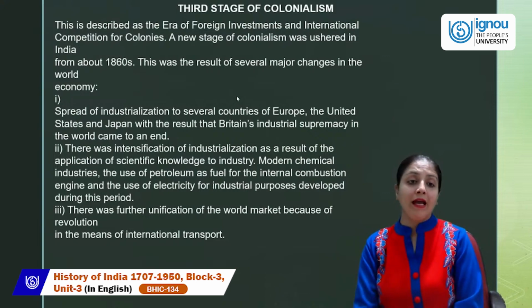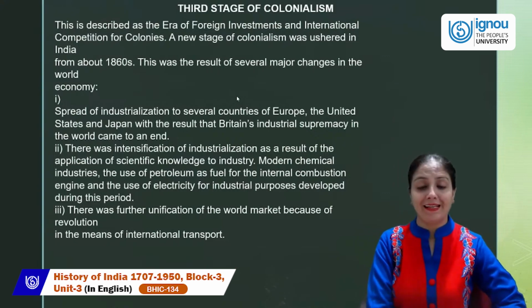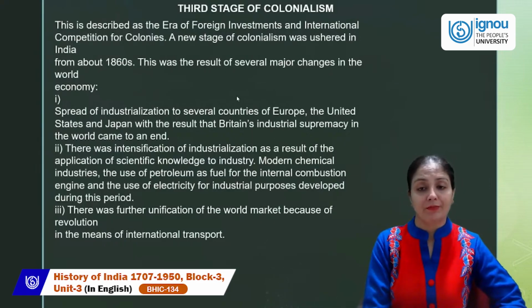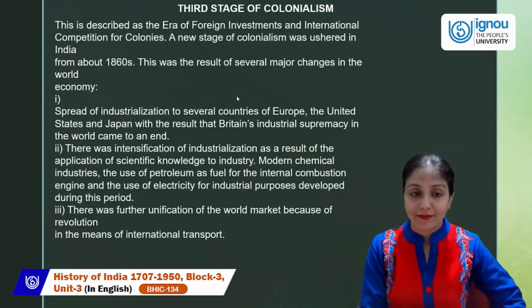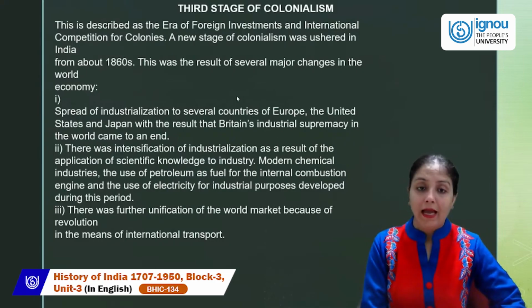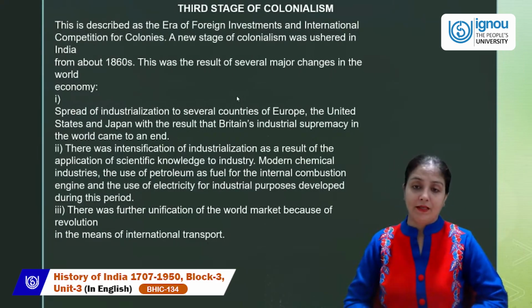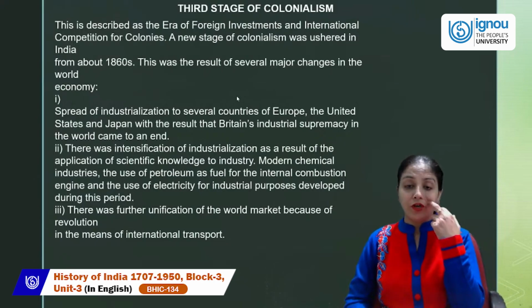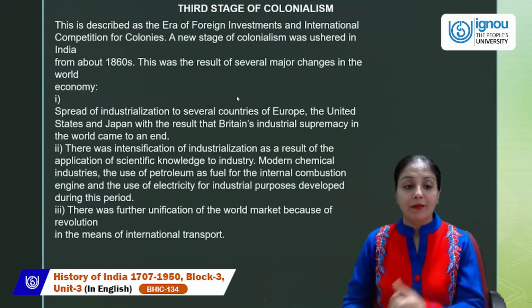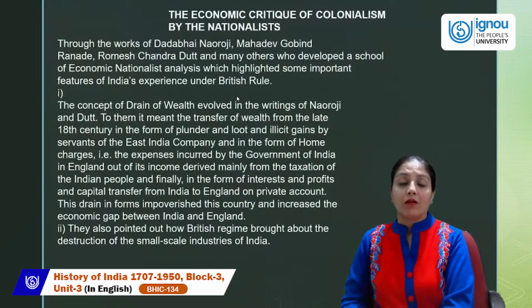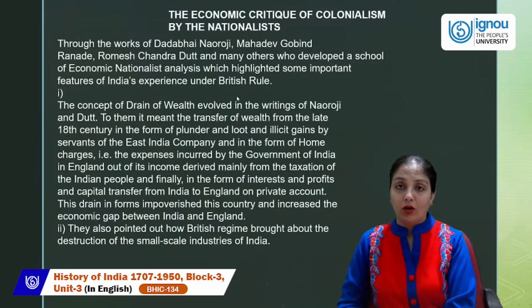Next, there was an intensification of industrialization as a result of the application of scientific knowledge to industry. Modern chemical industries, the use of petroleum as fuel for the internal combustion engine, and the use of electricity for industrial purposes developed during this period. There was further unification of the world market because of a revolution in the means of international transport. Those were the three stages of colonialism.